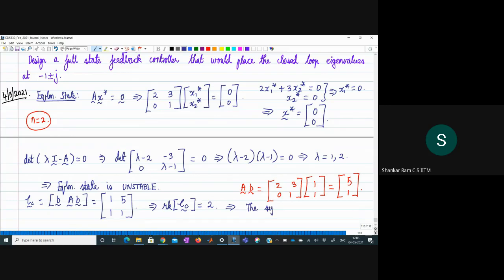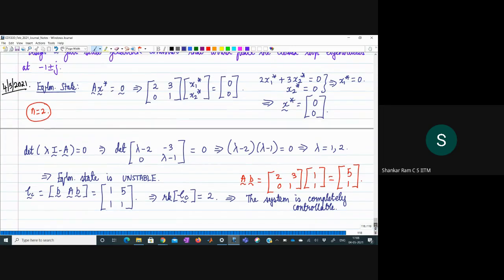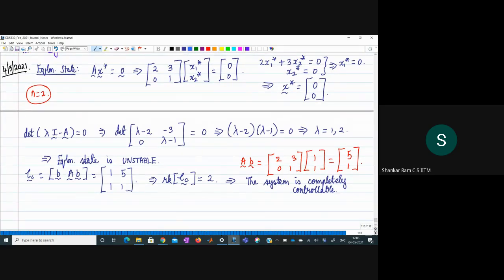So the given system is completely controllable. So what does this imply? This implies that, as we learned yesterday, if we have a SISO system that is completely controllable, the bottom line is that if we are given a specific set of closed loop eigenvalues, all of us will get the same control gain vector k. All right, so that is the idea.